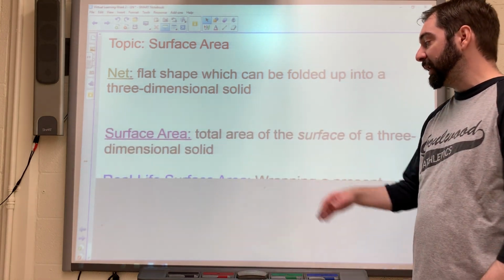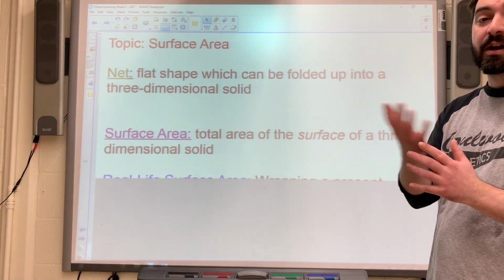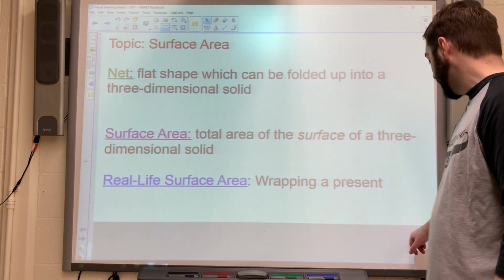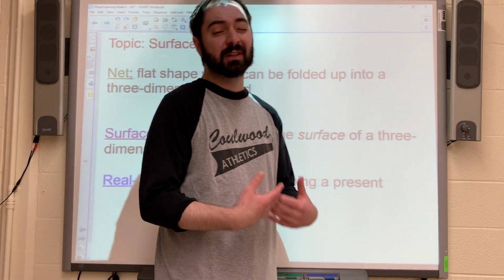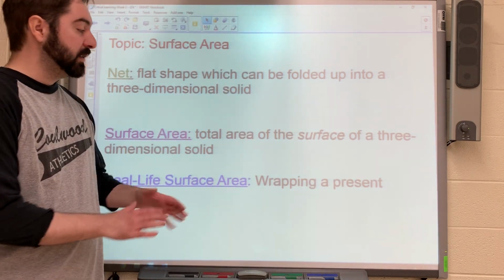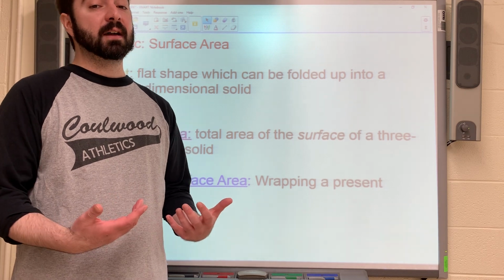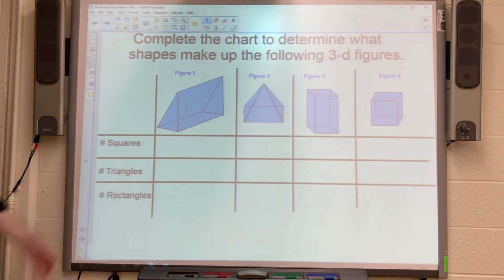Surface area is the total area that a surface of a 3-dimensional figure has. So it's the area of all the total surfaces. And in real life, when you go to wrap a present, wrapping paper is sold usually in square inches, square centimeters, squared units. So basically, if you know the area of a gift, you could find out how much wrapping paper you actually need. So up here, complete this chart.